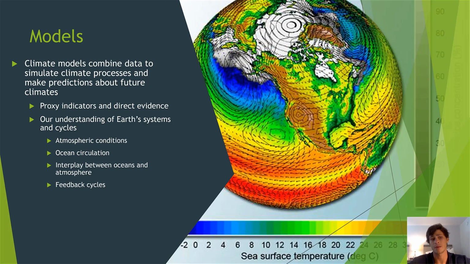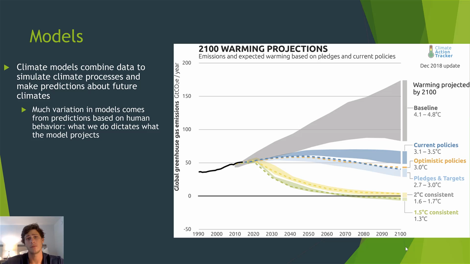So essentially, climate models take data from proxy indicators and direct evidence in concert with our current understanding of Earth's systems and cycles, things such as atmospheric conditions, ocean circulation, the interplay between the oceans and the atmosphere, and different positive and negative feedback cycles, to estimate what the climate is going to be like in the near and the distant future if our patterns of consumption and emissions of carbon dioxide and other greenhouse gases don't change. And to give you an idea of what that looks like, here's a graph of the 2010 warming predictions based on emissions and the expected warming based on pledges and current policies.